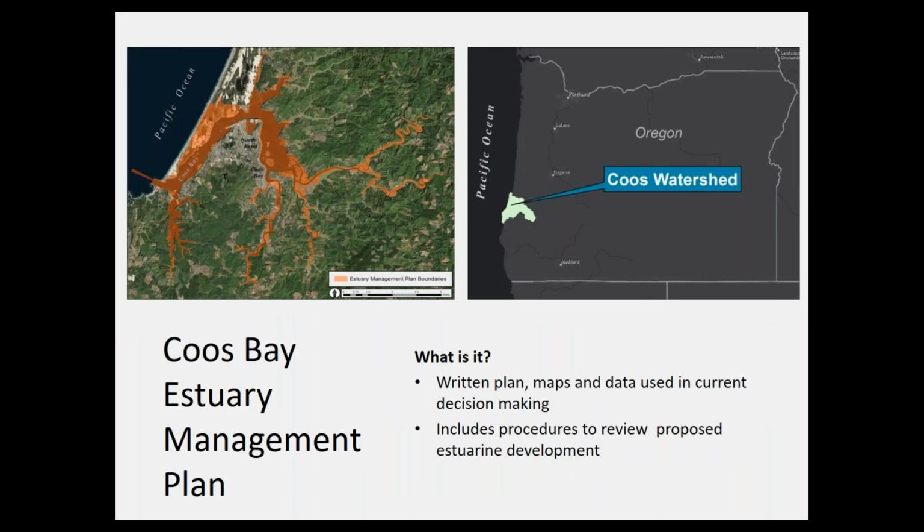So what is the Coos Bay Estuary Management Plan? It's a written plan with mapped data used in current decision making, and it includes procedures to review proposed estuarine development. So for instance, if somebody wanted to come in and do a development in the Coos Bay Estuary Management Plan, we would go to these written documents, and that's how we would make a determination if that development was consistent with the plan.